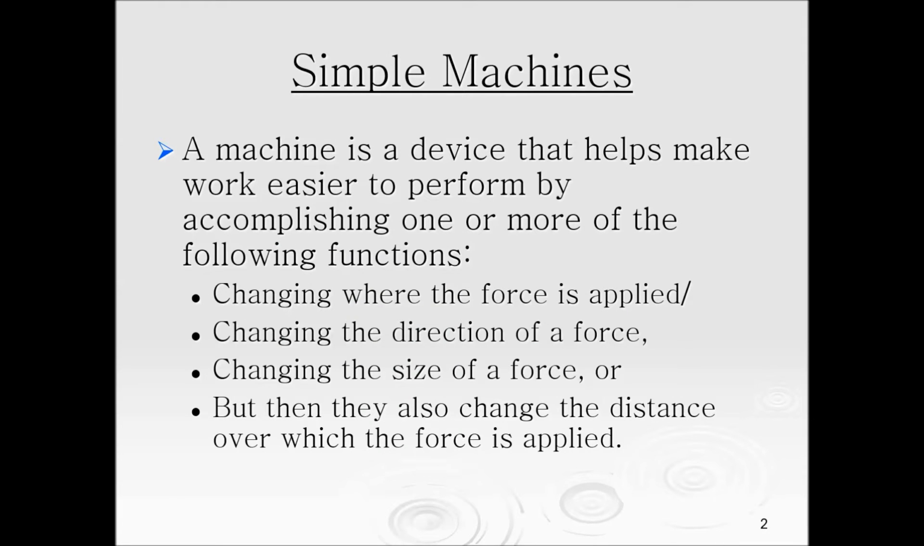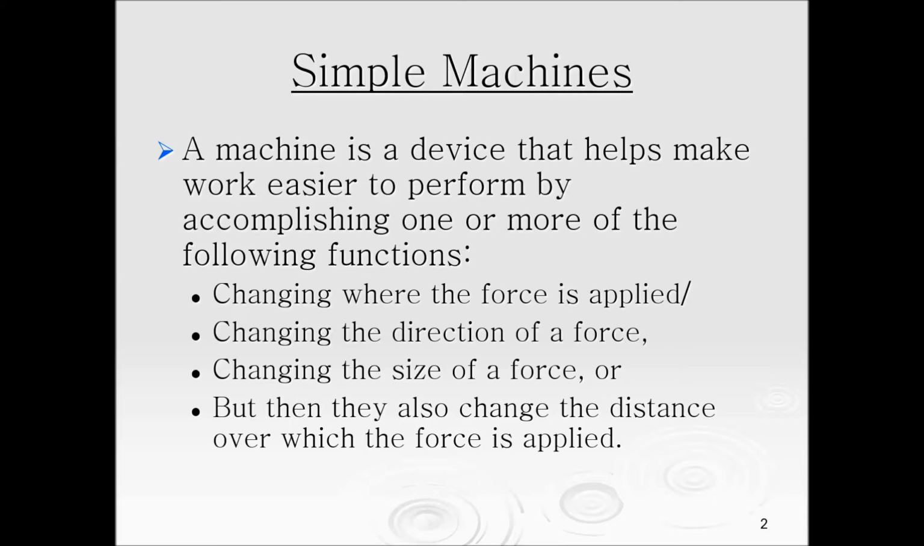So a simple machine is a device that helps make work easier. And so it doesn't make work easier by reducing the work. Instead, it's going to do one of four things. It's going to change where the force is applied. So if you're using something like a lever, maybe you're applying the force in the middle instead of at the end. So it changes where the force is applied.